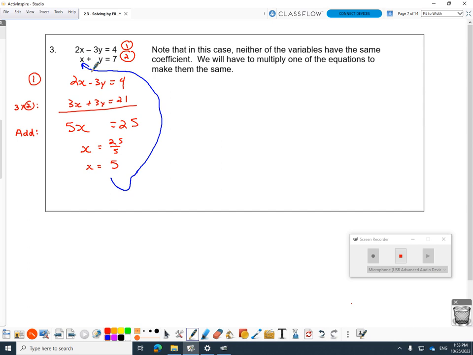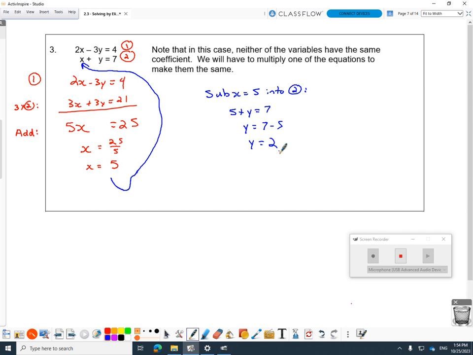Sub x equals 5. I did those steps a little faster on purpose. I'm hoping that those steps are starting to get a little easier.